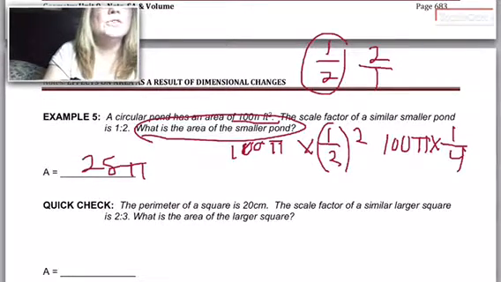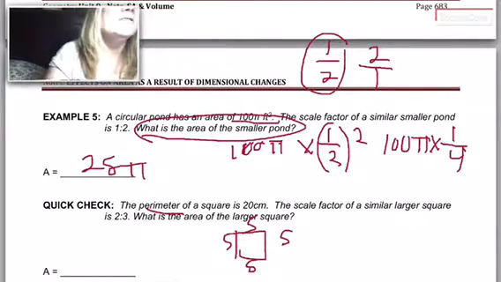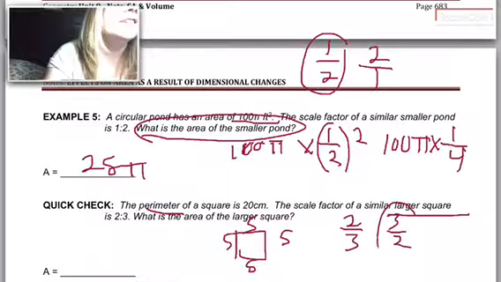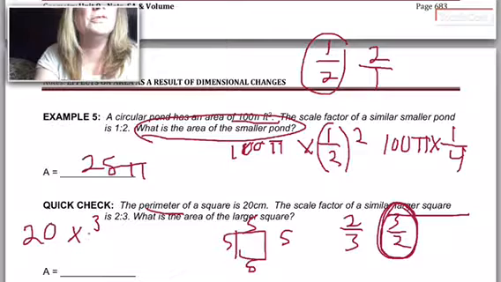Okay. Quick check. Please pause and try it yourself. The perimeter, this time it says perimeter, of a square is 20. So perimeter, that means 5, 5, 5, 5. Okay. The scale factor of a similar larger square is 2 to 3. That means my scale factor is either 2 over 3 or 3 over 2. I want it to get larger, so I have to multiply by something that's going to make it larger. So I'm going to take my perimeter, which is 20, and I'm going to multiply by 3 over 2.